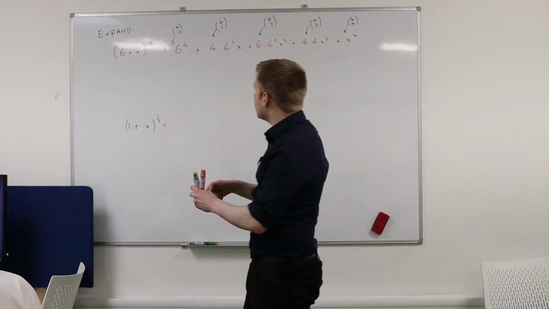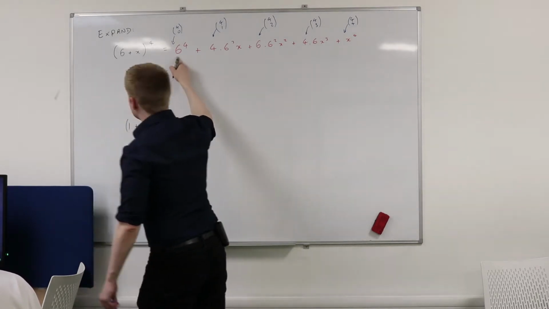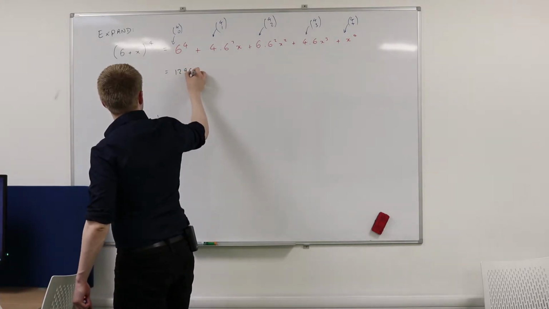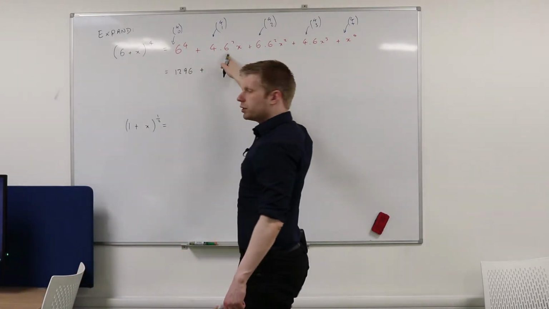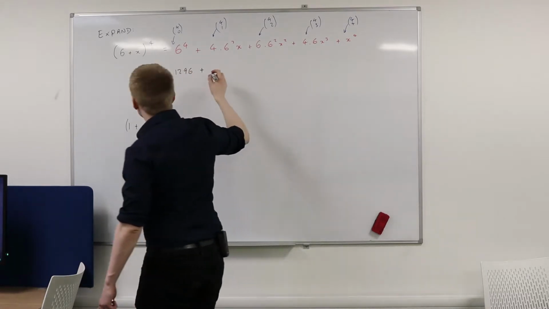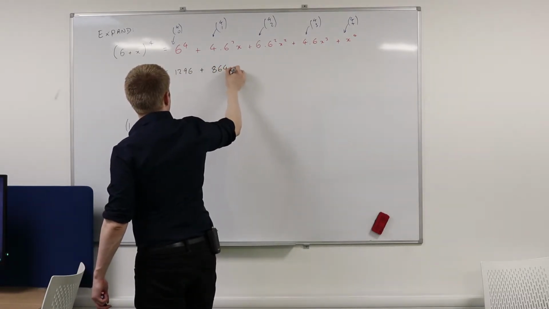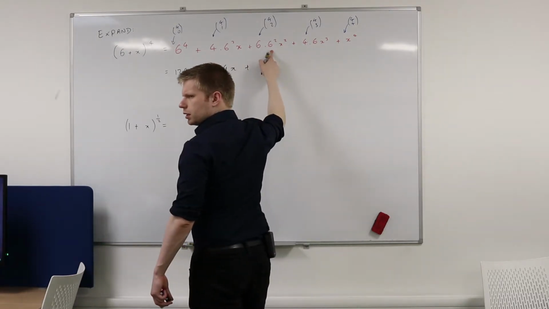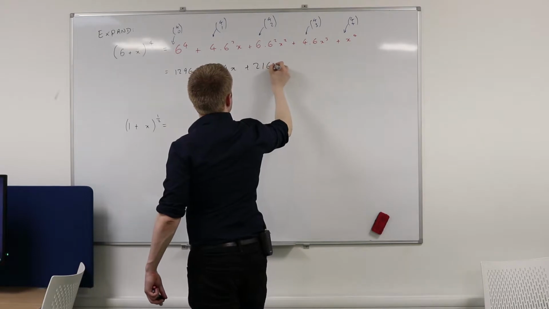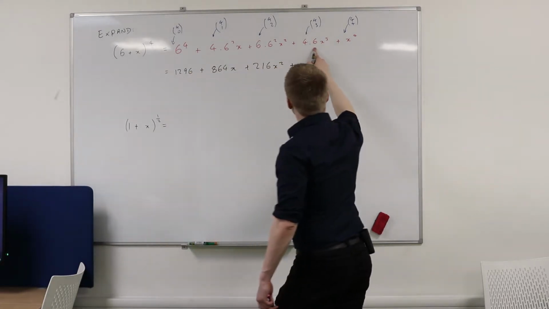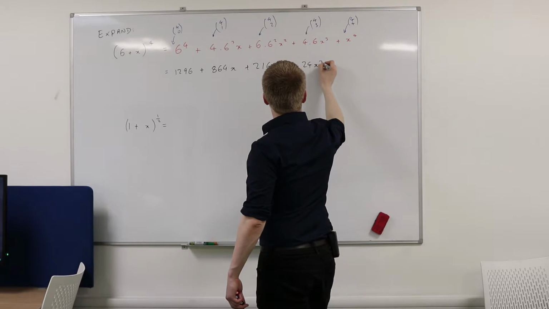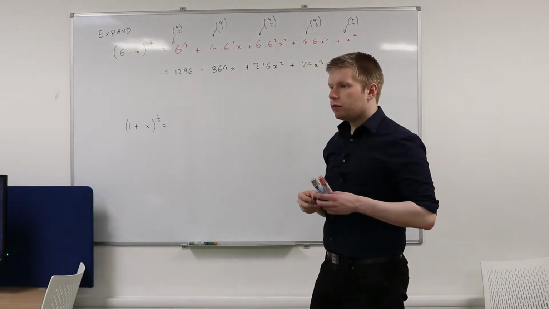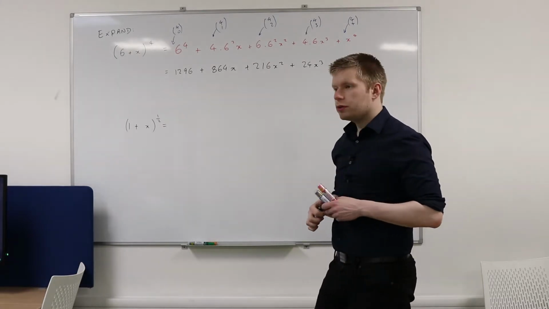Okay, has anybody actually tidied this up? So for example, what is 6 to the power of 4? 1296. Okay, plus, so 4 times 6 cubed is 864. 864 times x, plus 6 times 6 squared, so that's 216. 216x squared, plus 4 times 6 is 24. x to the power 3, plus x to the power 4. Okay, is that all fairly okay? All fairly straightforward? Yeah, no questions, no dramas?